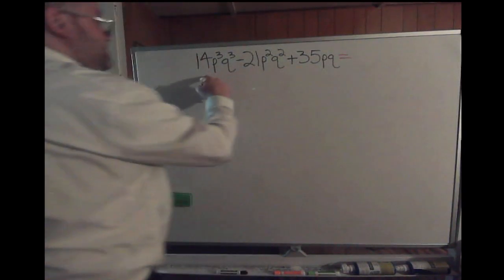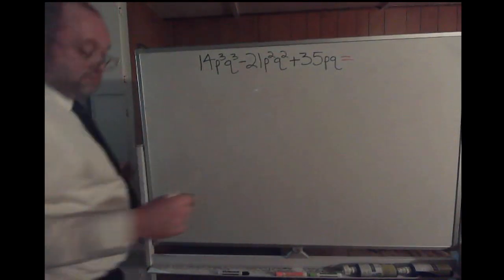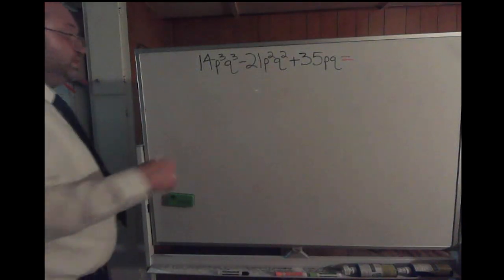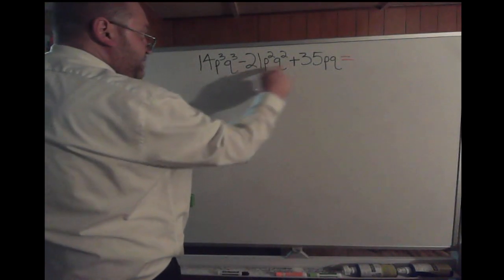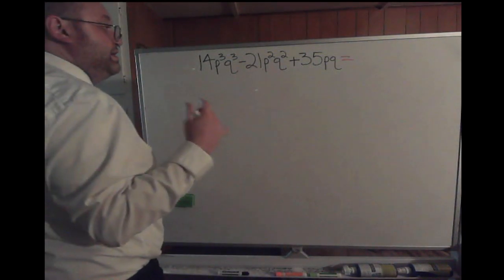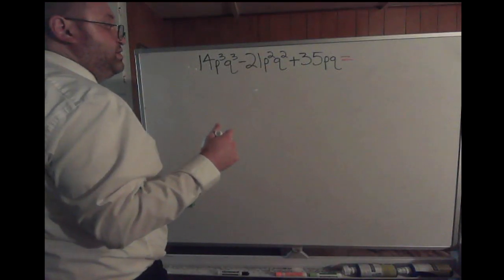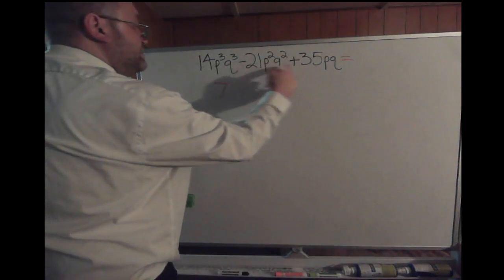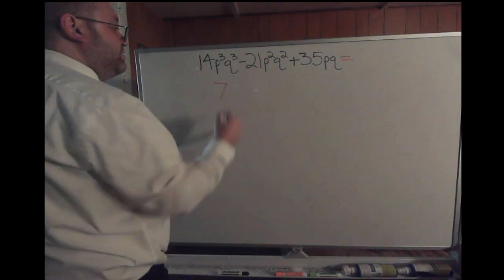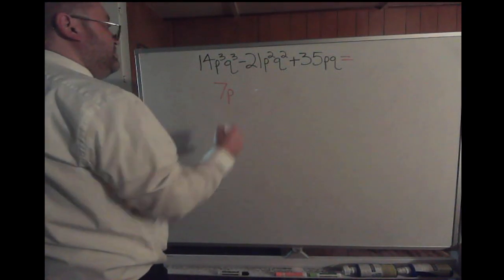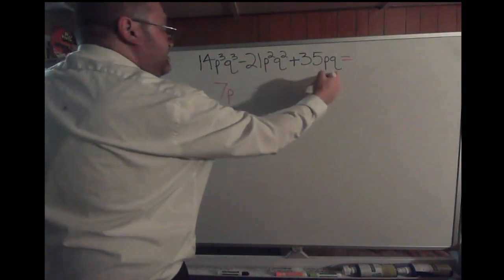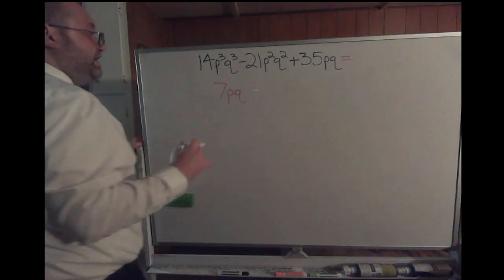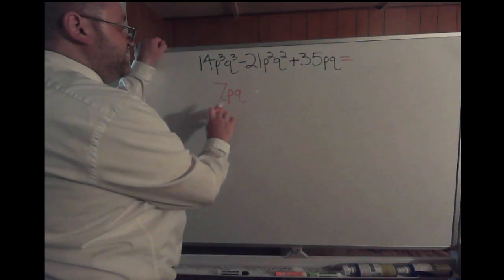So start with your coefficients. So 14, 21, and 35 have what number in common as their greatest common factor? Definitely 7. Now between p to the third, p to the second, and p, what's the greatest common factor? Definitely a p. Between q to the third, q to the second, and q, what do they have in common? Q. So it looks like your greatest common factor of these three terms is 7pq.